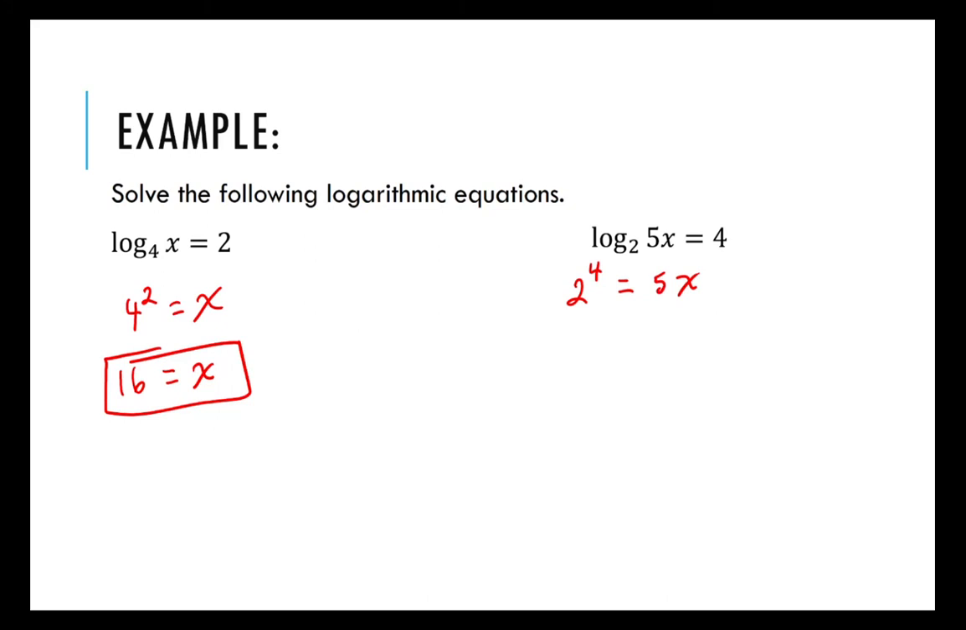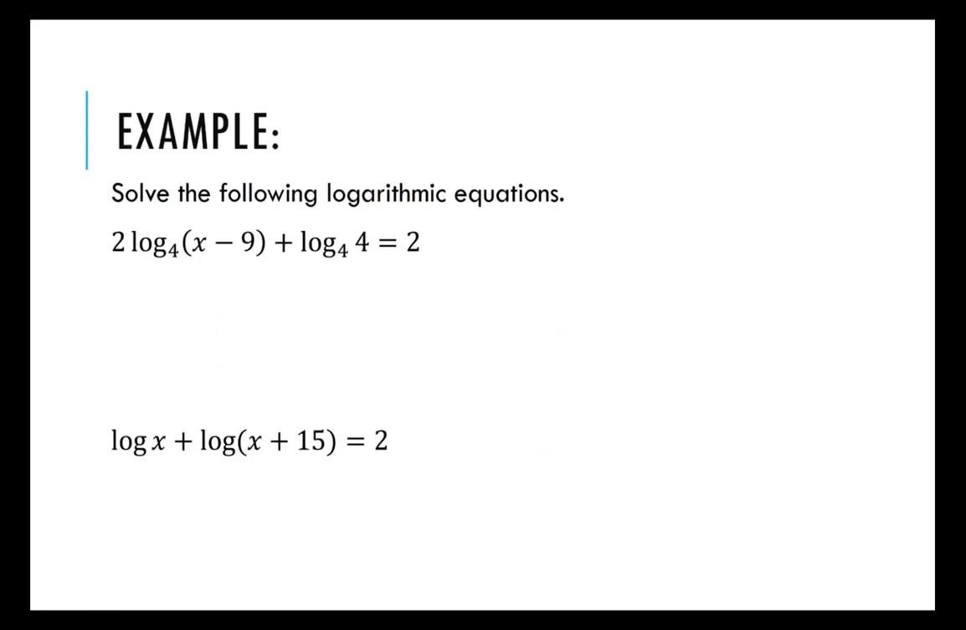Then 2 to the 4th is 16, and so 16 is equal to 5x. Then solve for x, divide by 5, divide by 5. X is then equal to 16 fifths. We do need to check and make sure this argument will work, but 5 times 16 fifths will give me positive 16. Positive argument is what we're concerned about, and so we're perfectly fine.